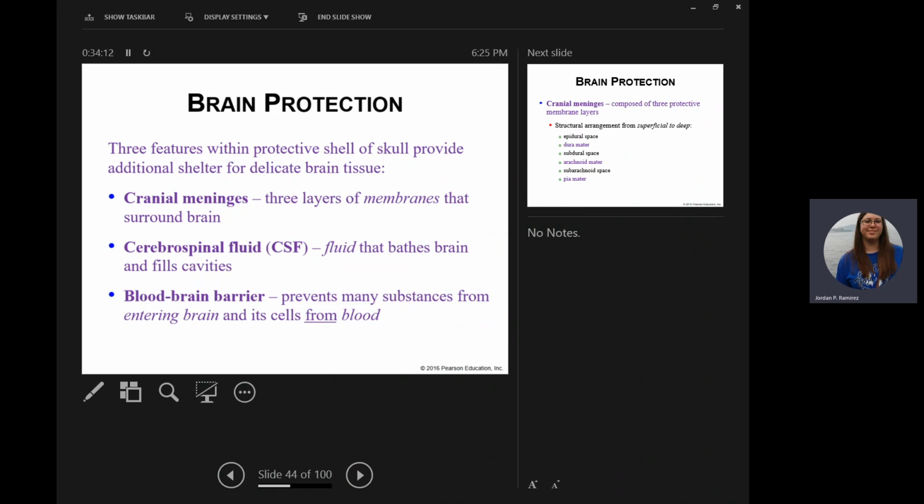You have cranial meninges, cerebrospinal fluid, and the blood-brain barrier. So the cranial meninges are 3 layers of membranes that surround the brain, and also we're going to have spinal meningeal layers as well, which are basically the same thing. We'll have cerebrospinal fluid, which is a fluid that bathes the brain and fills the cavities, and the blood-brain barrier, which prevents many substances from entering the brain and its cells from the body, which again is no particular one anatomical location. It's really a function of those cells, essentially those astrocytes in the central nervous system and the endothelial cells, basically a component of those two.